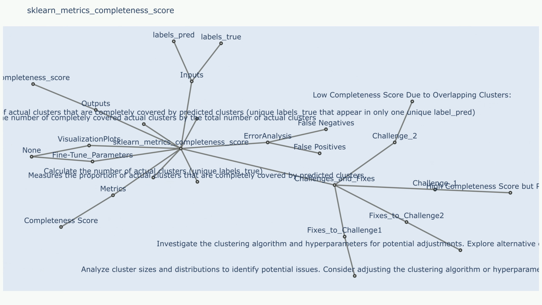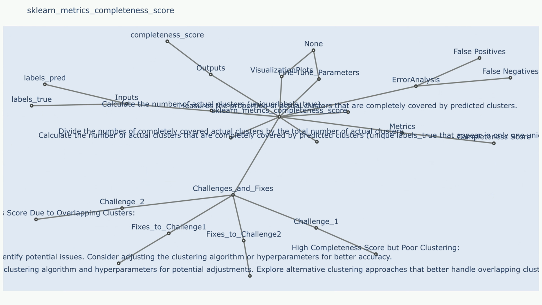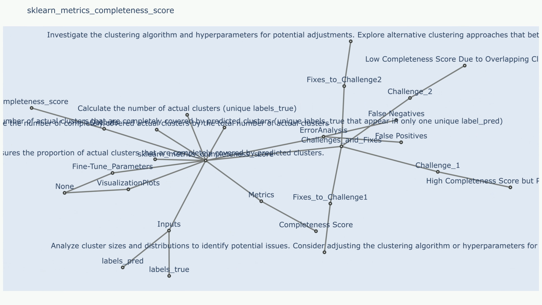Fixes to challenge 1: consider adjusting the number of clusters in the clustering algorithm to match the number of clusters in the ground truth. You could also explore alternative clustering algorithms that are more robust to the number of clusters.